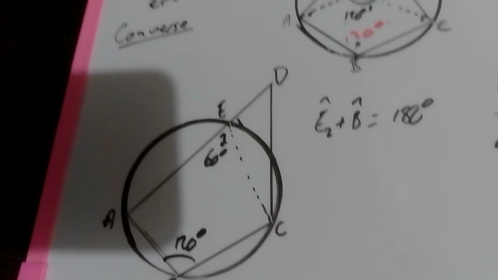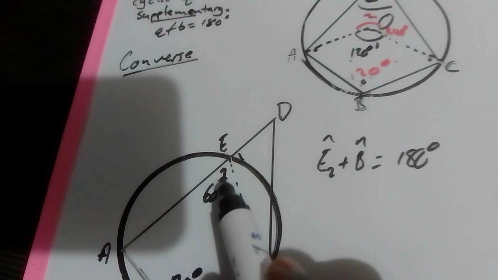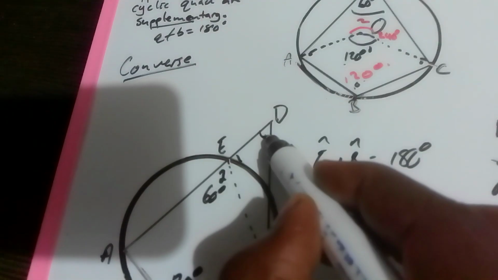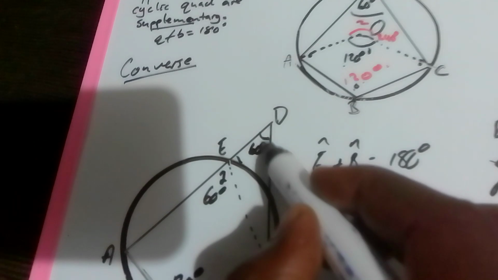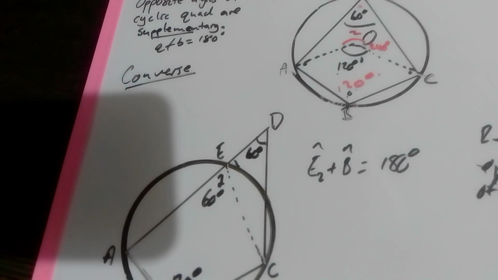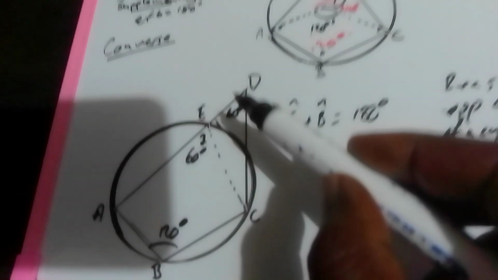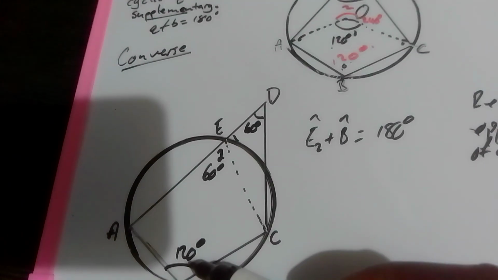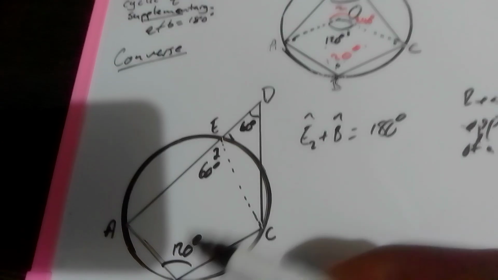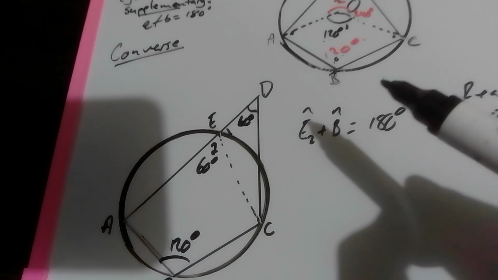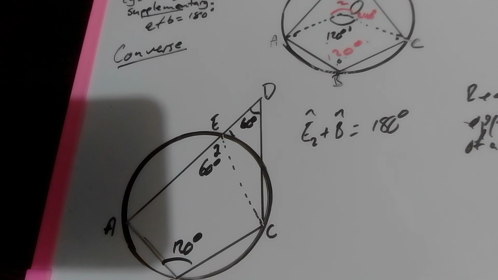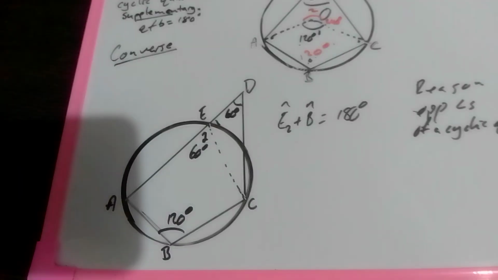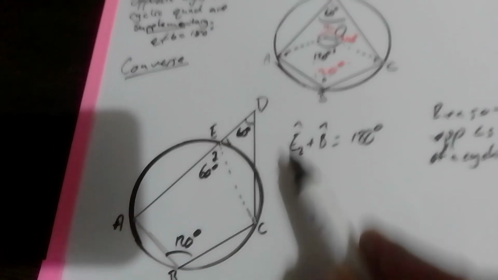So wait a minute. It means that this angle E2 is also equal to angle D, which is equal to 60 degrees. Why? Because remember, it's still written here that this angle plus this angle is equal to 180 degrees. You see it? Okay. I do hope that this makes some sense.